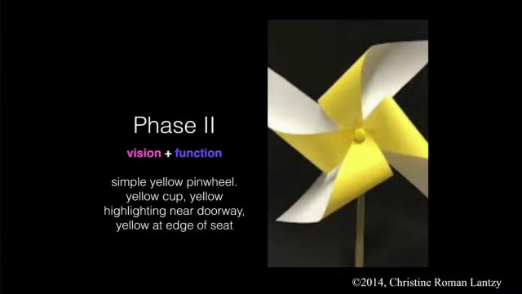But in phase 2, the principles of yellow and movement and simple are applied with vision plus function. You could still actually use that slinky, and it could transition with that child into phase 2 as something to interact with. This shows a picture of a simple yellow pinwheel. Again, low complexity, movement, no noise. It could be, however, the child's yellow cup. It could be yellow highlighting near a doorway, or at the edge of a seat, or at a table, or some other place in their environment where they need to actually direct their attention.